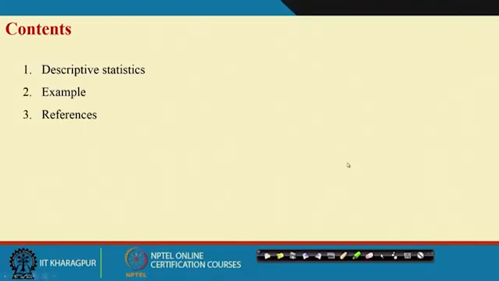Okay. So, what are the things we will see today? We will see first the descriptive statistics, and then an example, and finally, all those descriptive statistics we will try to relate to the data and give some insights to you, which will ultimately help you in describing the accidents or incidents or safety status of a plant for which you are doing this analysis.